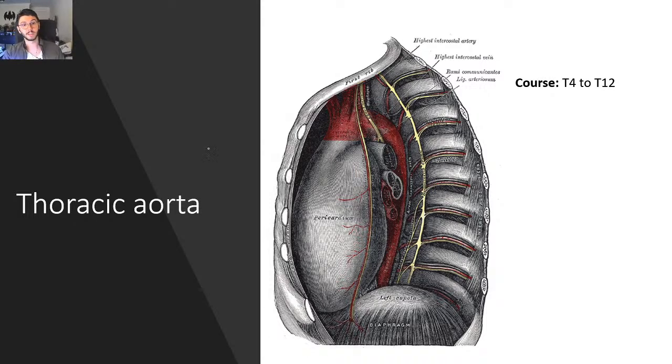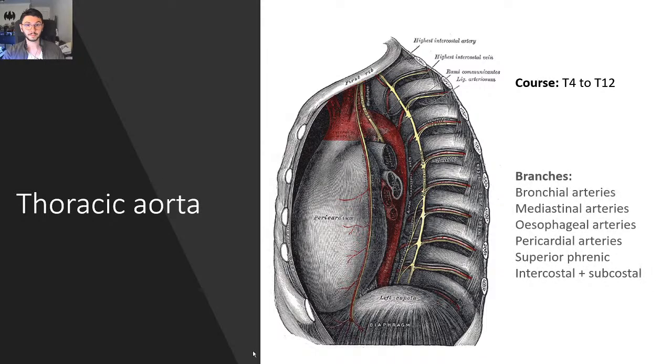So there are a lot of branches of the thoracic aorta. We have bronchial arteries. They are paired arteries, and they supply the peribronchial tissue and the pleura. We have mediastinal arteries, which supply the lymph glands and the areolar tissue. We also have esophageal arteries, which supply the thoracic esophagus. We have the pericardial arteries, which supply the pericardium, the dorsal portion, so in the back.